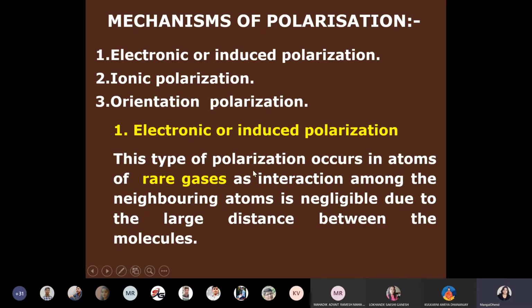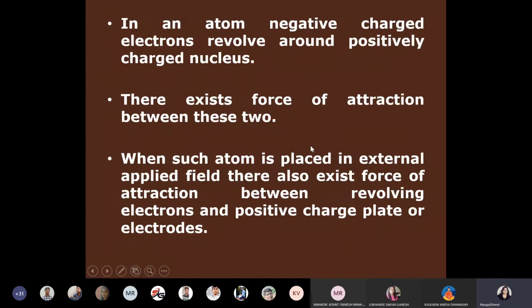Try to understand, then only you will score in the quiz. So what is electronic polarization or induced polarization? In this type of polarization, atoms of rare gases, which I told you are non-polar materials, have the atom's positive charge and the revolving electron charge coincide. So negative charge and positive charge coincide, and the net charge on the atom is zero.